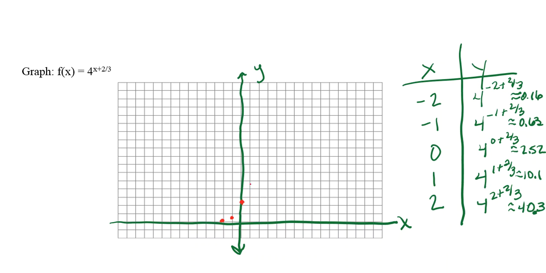1, 2, 3, 4, 5, 6, 7, 8, 9, 10. And then 2 is at 40, which I'm definitely not going that high. But again, all of these you can see have that nice curve, shows that it's growing quickly or it's decreasing quickly.